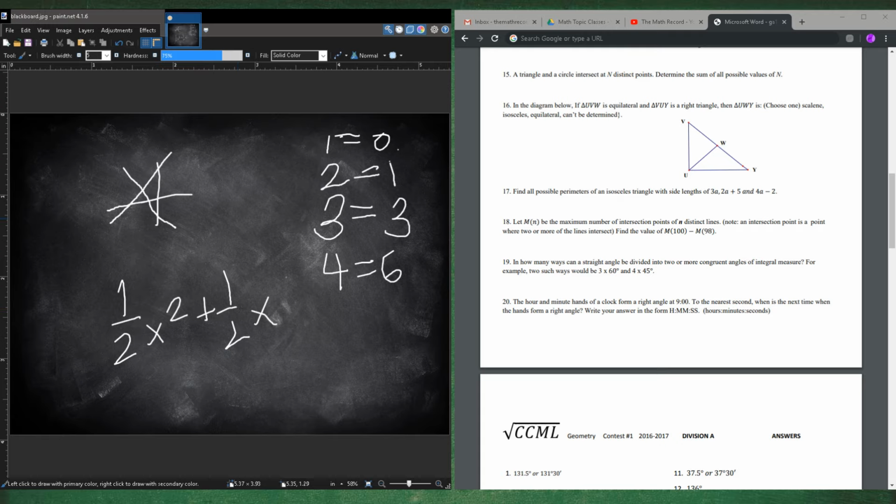So if we have m of 100, let's just plug it into our equation. So 100 squared divided by 2 plus 100 divided by 2 is 5050. And if we have 98, sorry, my calculator's loading.